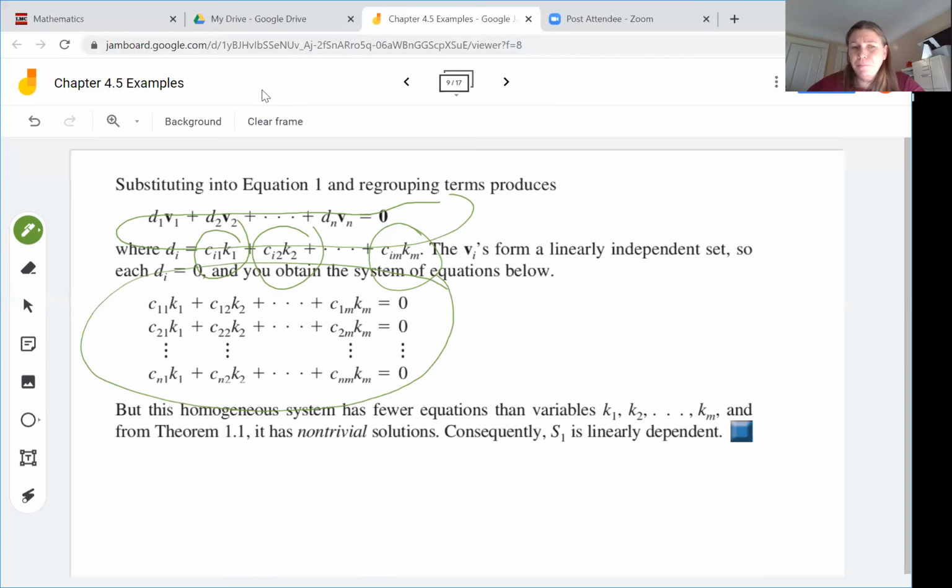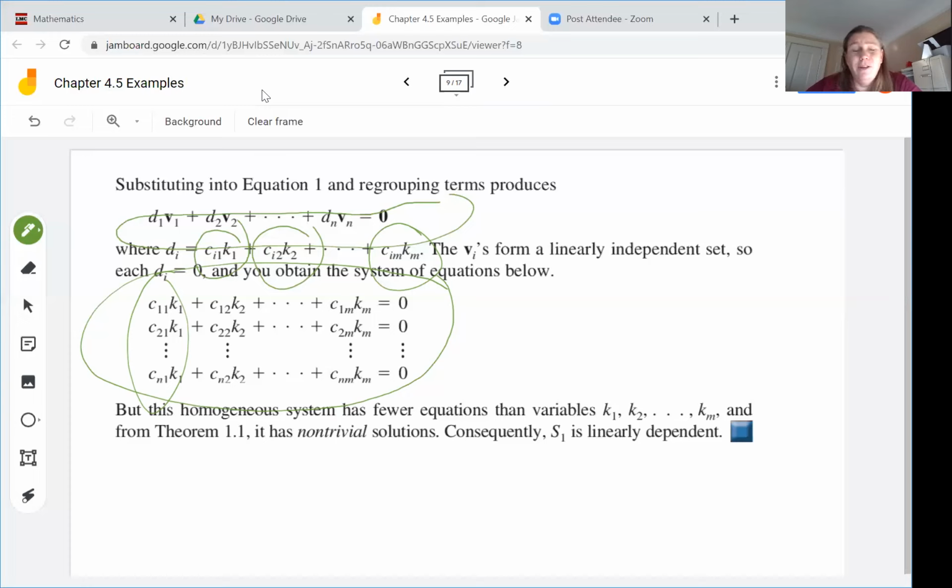So this is a homogeneous system that has fewer equations than variables. So we've got K1 through Km, but that's a problem because there are fewer equations. There's just n equations here. Notice these are C1 through Cn here. And then we know from Theorem 1.1 that it's going to have non-trivial solutions. So then S1 is a linearly dependent set.